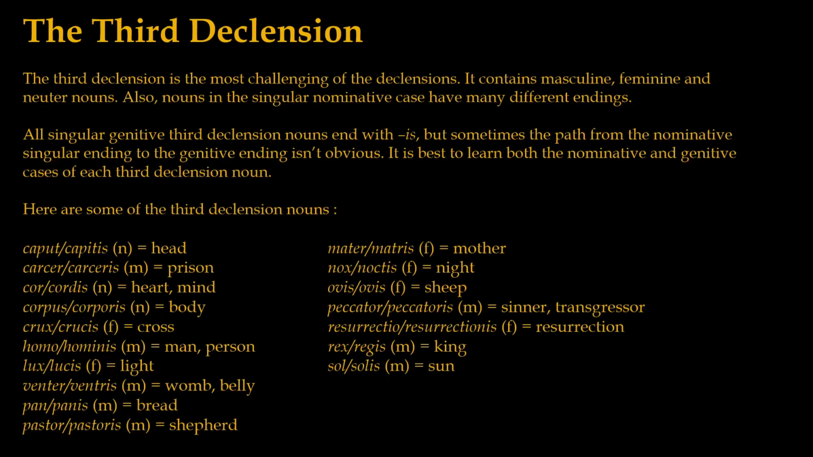Peccator, peccatoris, sinner. Resurrectio, resurrectionis, resurrection, pretty clear. Rex, regis, for example, the English word regal. Sol, solis, the sun. And a word that comes to my mind is solstice. For example, the summer solstice, the winter solstice, related to the sun. Okay, so there are many other words we could think of as we look at this list, but these are some of the words that appear in the Gospels from the third declension.